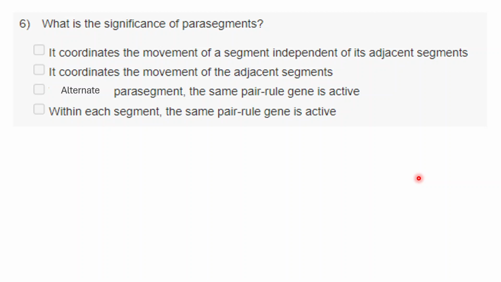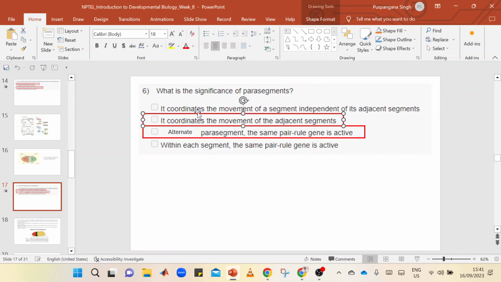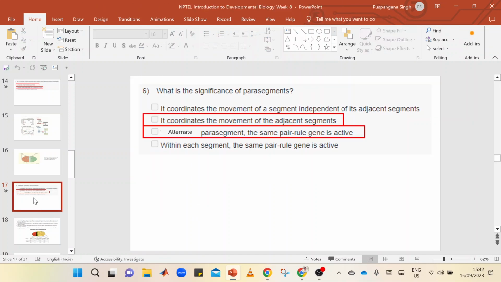One and 3. Okay. It coordinates the movement of a segment independent of its adjacent segments. It coordinates the movement of adjacent segments. I think now when you answer, sorry.